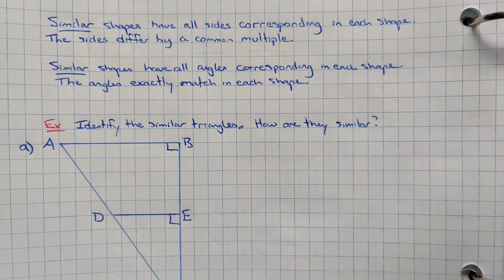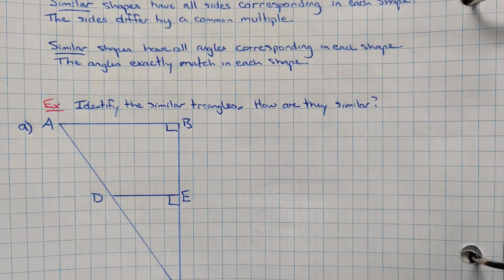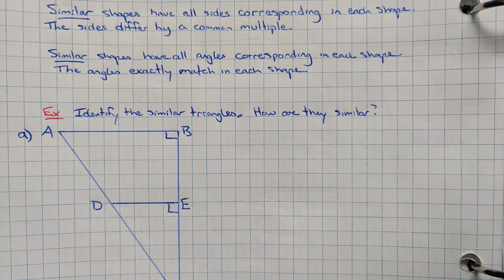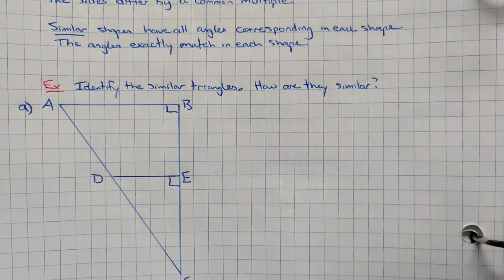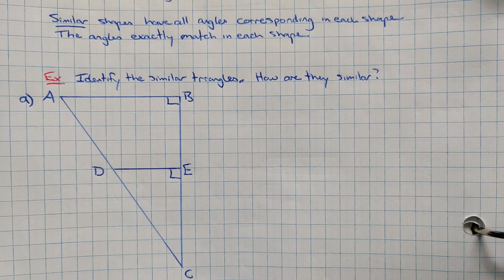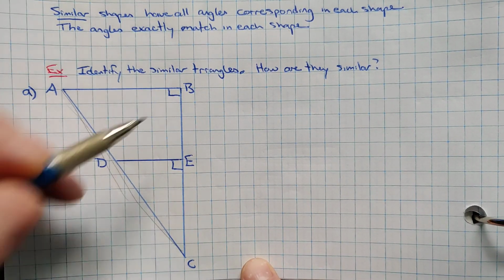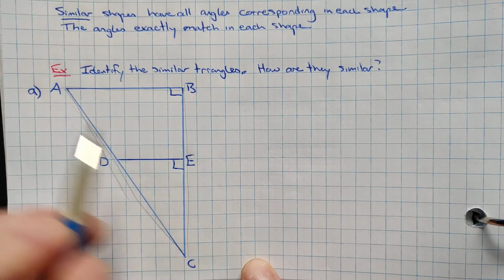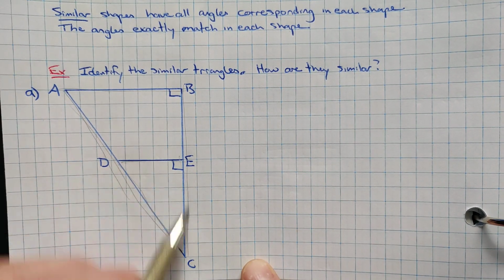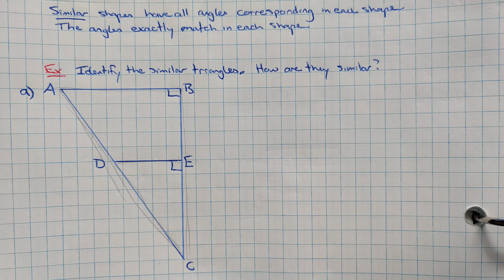So that helps us identify similar triangles if they have some of these cases. If they have all 3 sides the same, or they have all 3 angles the same, they're going to have some sort of similarity. So identifying some similar triangles, how are they similar? We have a pair of triangles here, and you can see there is a larger triangle, ABC, this big triangle, and then there's a smaller triangle inside. And they're similar triangles. How do we know that?